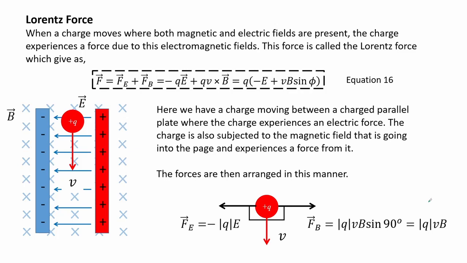When a charge moves where both magnetic and electric fields are present, the charge experiences a force due to these electromagnetic fields. This force is called the Lorentz force, which is given as equation 16. Shown in the figure, here we have a charge moving between a charged parallel plate where the charge experiences an electric force. The charge is also subjected to the magnetic field that is going into the page and experiences a force from it. Shown here are the forces arranged in opposition with one another.